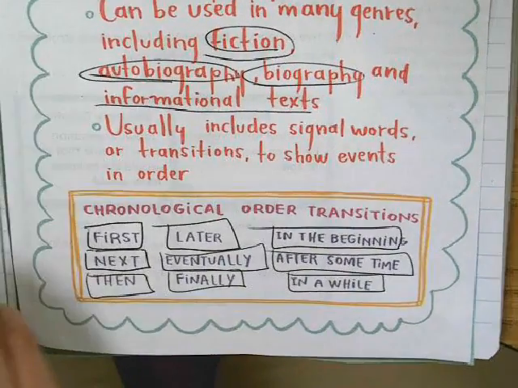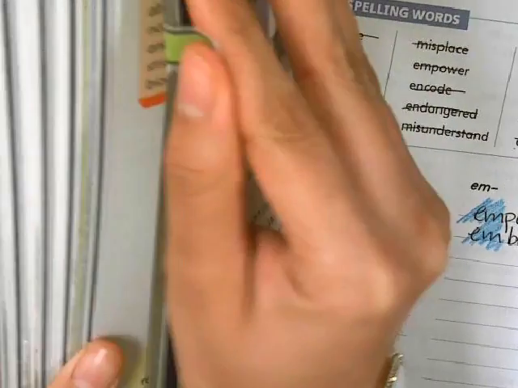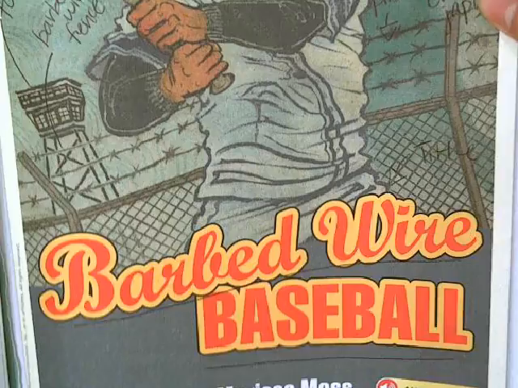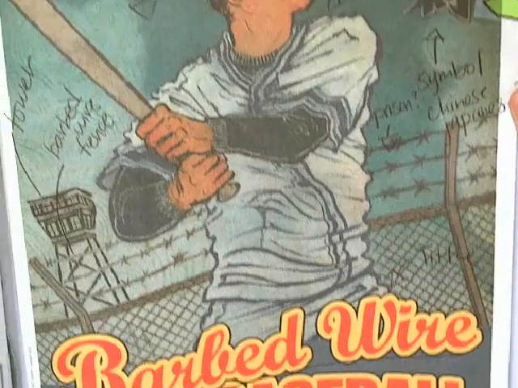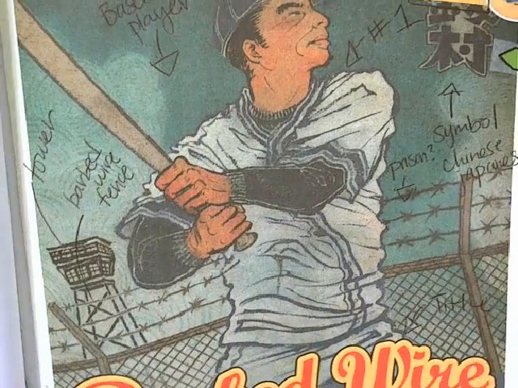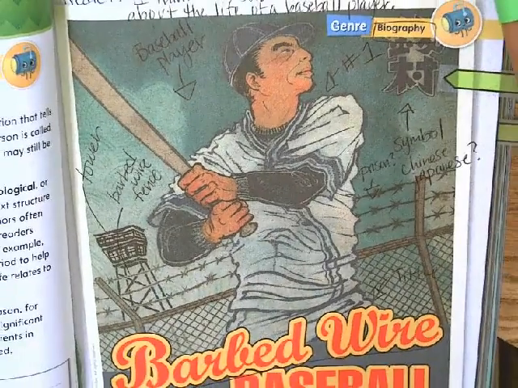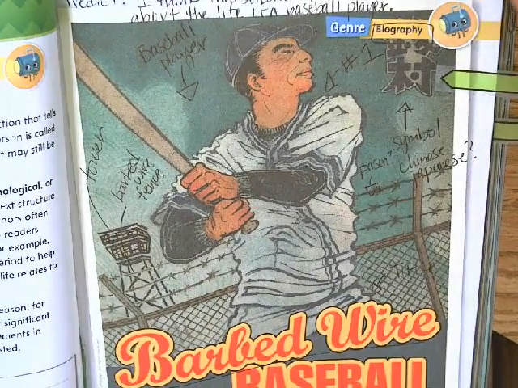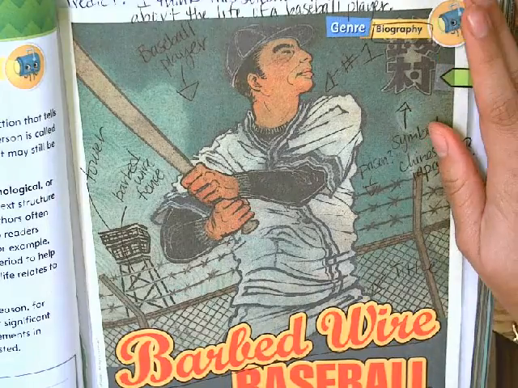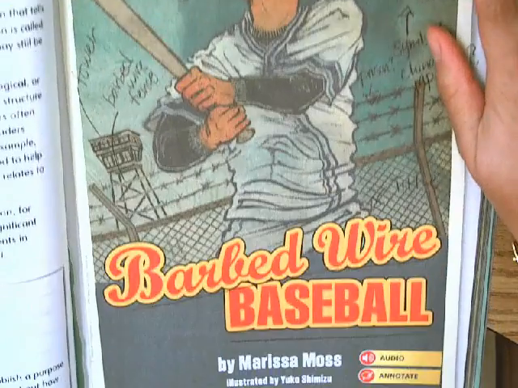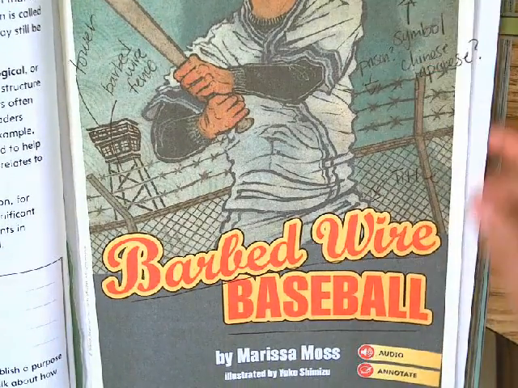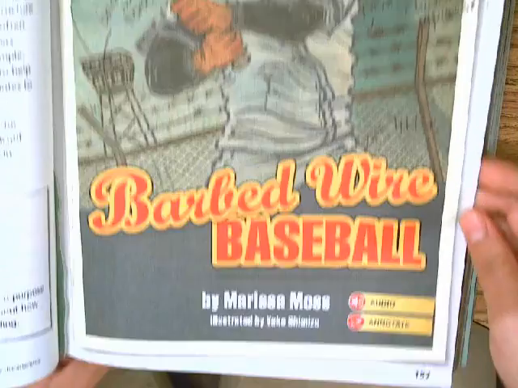So we did that. And your story this week is going to be found on page 157. Barbed Wire Baseball is the title. We did do our picture walk today. We didn't get to start reading it, but we will do it tomorrow. So, Barbed Wire Baseball by Marissa Moss. Okay.